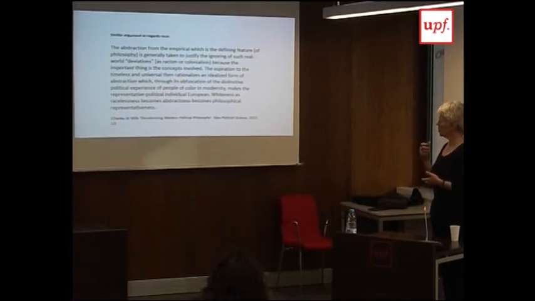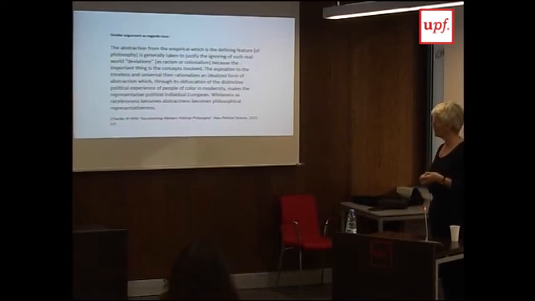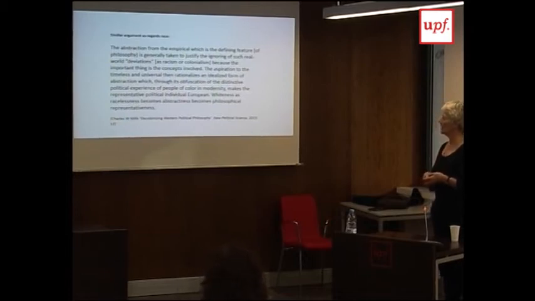And he says, the abstraction, he's very clearly a philosopher, right, as a political philosopher: "The abstraction from the empirical, which is the defining feature of philosophy, is generally taken to justify the ignoring of such real-life deviations as racism or colonialism, as is implied in what I said about John Rawls's work, because the important thing is the concepts involved. The aspiration to the timeless and universal then rationalizes an idealized form of abstraction, which through its obfuscation of the distinctive political experience of people of color in modernity, makes the representative political individual European. Whiteness as racelessness becomes abstractness, becomes philosophical representativeness."